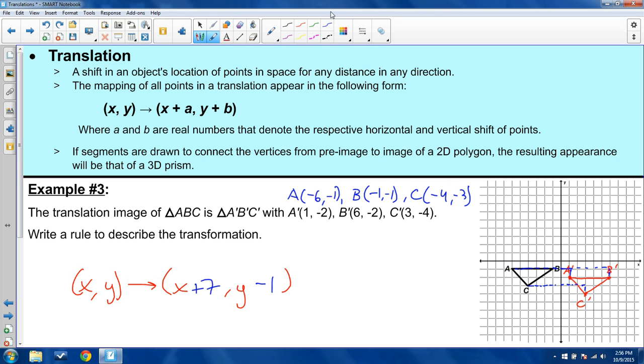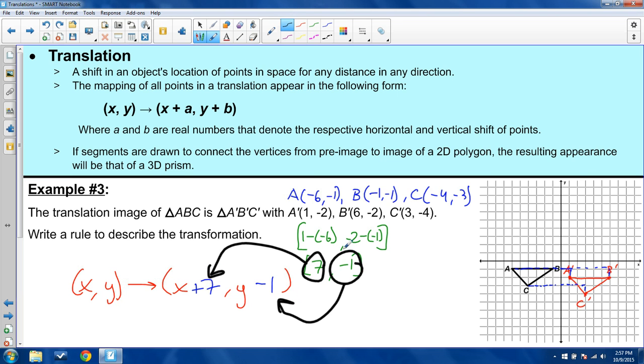what I have to do to figure out how this rule works, if I'm going from A to A prime from the x's, I'm going to have to take 1 and subtract -6 for my x value. And for my y value, I'm going to have to take -2 and subtract -1. Again, I'm going from my final result to my first result in terms of that subtraction. So that becomes 1 minus -6 is 7, -2 minus -1 is -1. And that result right there is how much each part was shifted. So x got 7 added and y got 1 subtracted.